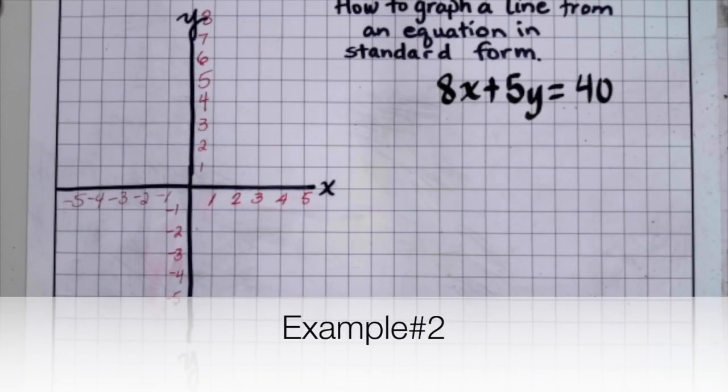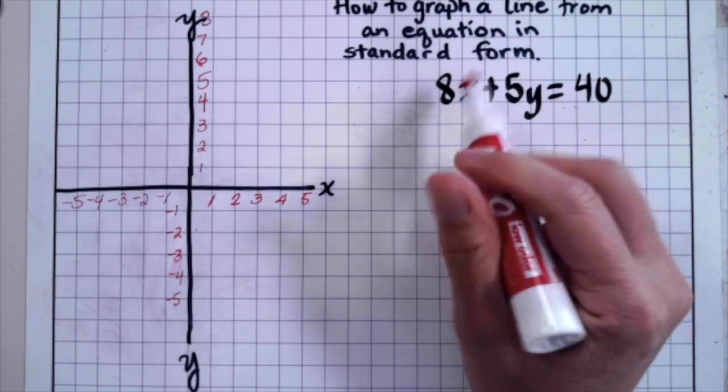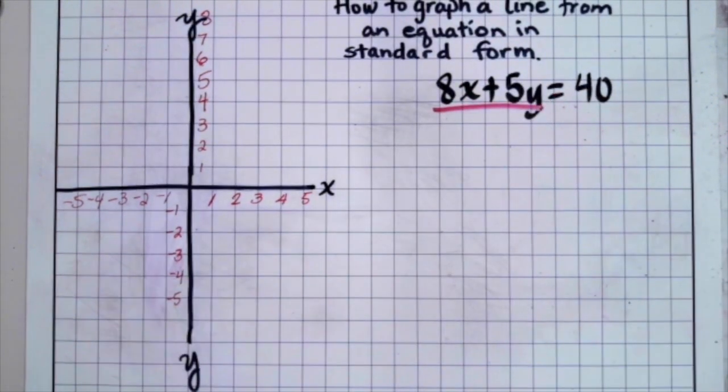Now I'm going to graph a line from another equation that is in standard form. Here I have 8x plus 5y equals 40. And again, the reason why it is in standard form is because both the x and the y are located on one side of the equal sign.